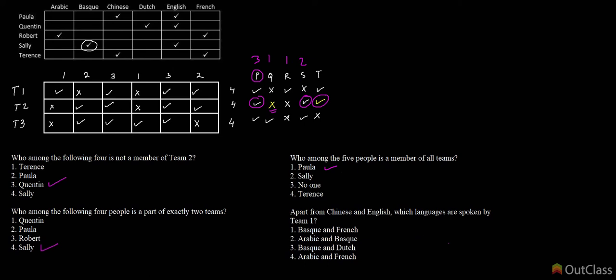Last question, apart from Chinese and English, which languages are spoken by team 1? Team 1 has Chinese, English, Arabic and French. The answer is Arabic and French.